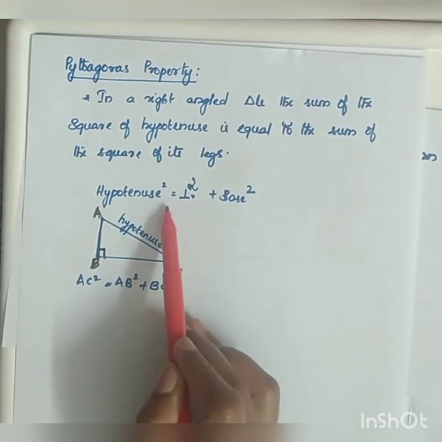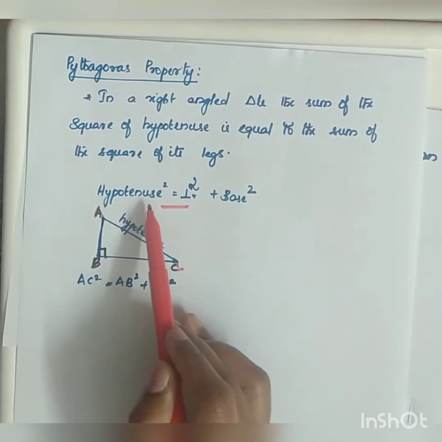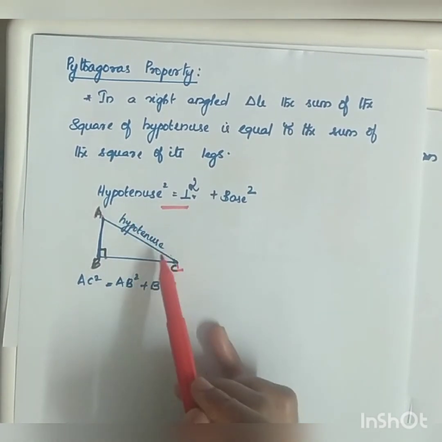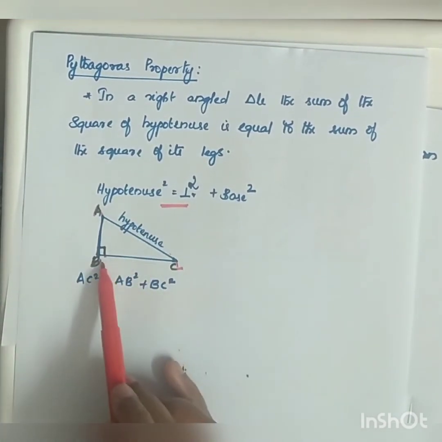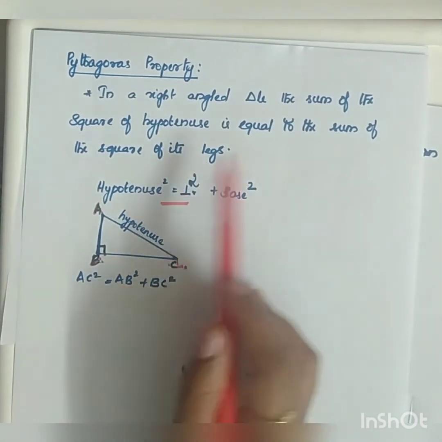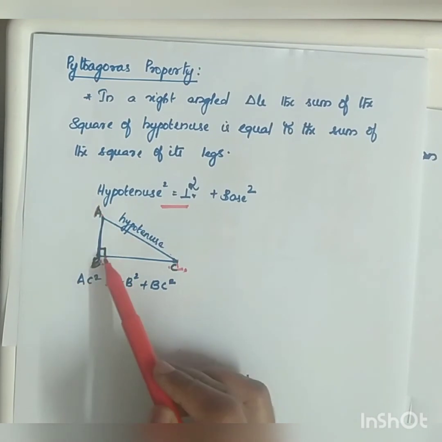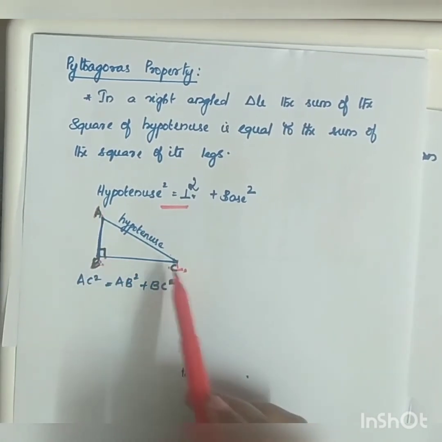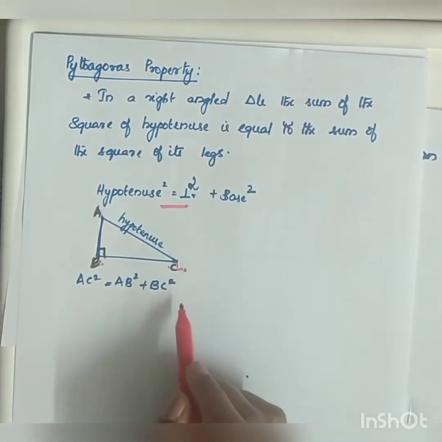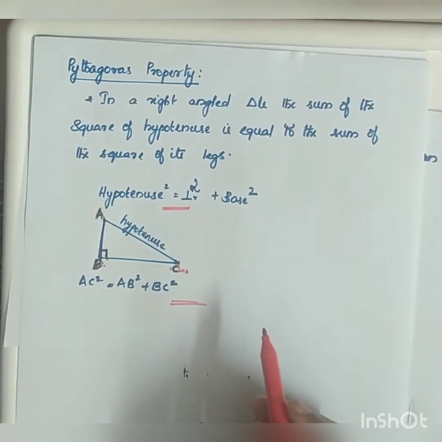You can also define it in another way: hypotenuse square is equal to perpendicular square plus base square. It can be described in any way. So this is called the Pythagoras property.